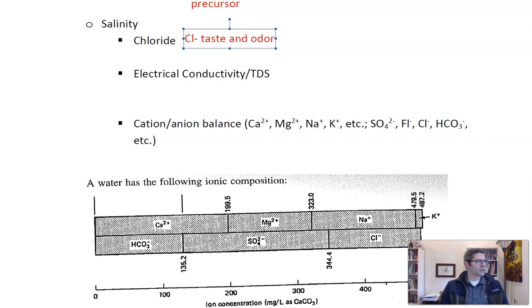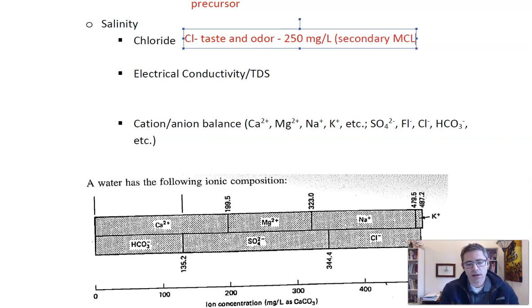I think I might have mentioned this in class before, but I had to do some research on the MCL, the maximum contaminant level for chloride, which is 250 milligrams per liter. This is what's called a secondary MCL. Primary MCLs are things that are there to protect human health. Secondary MCLs are those that are there to protect against aesthetic concerns like taste and odor. So not a danger for actual health and well-being, but people don't like it. Or color is another aesthetic issue.